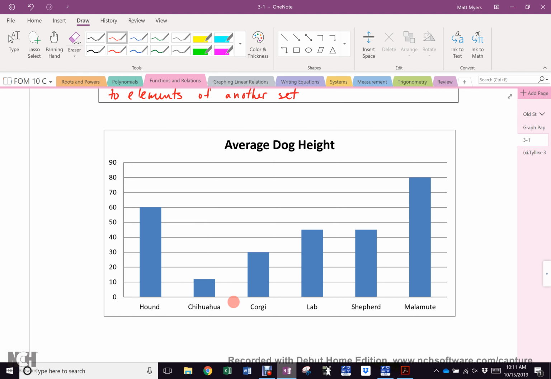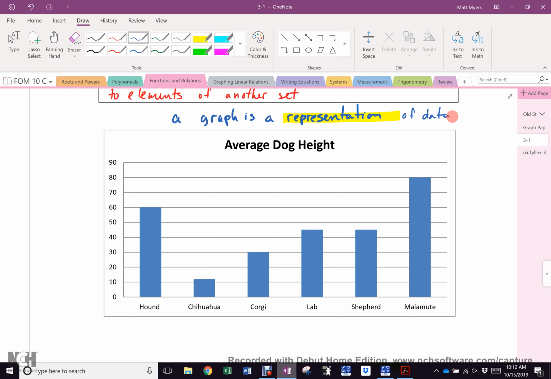No. So a graph, oops, I want to change color. A graph is a representation. Please highlight that. A representation of data. It is not the data itself. Everybody understand? Data is information. It cannot lie. Graphs represent data. They can lie.